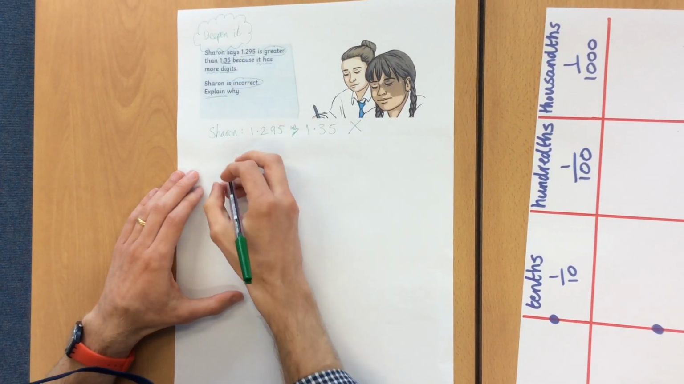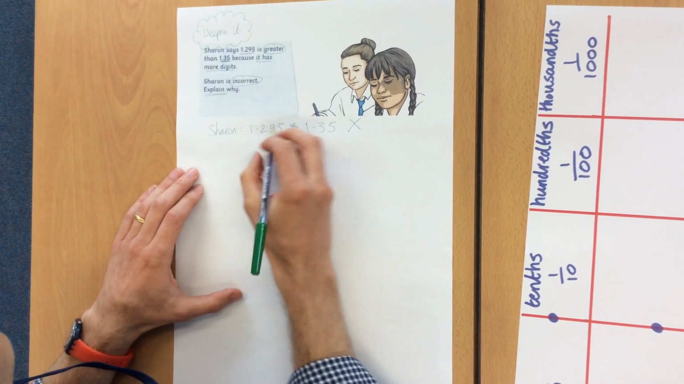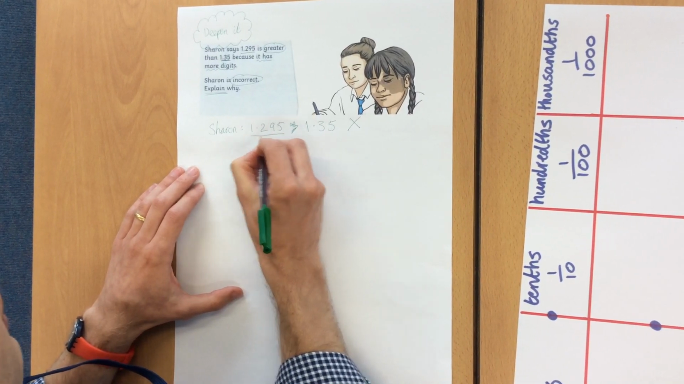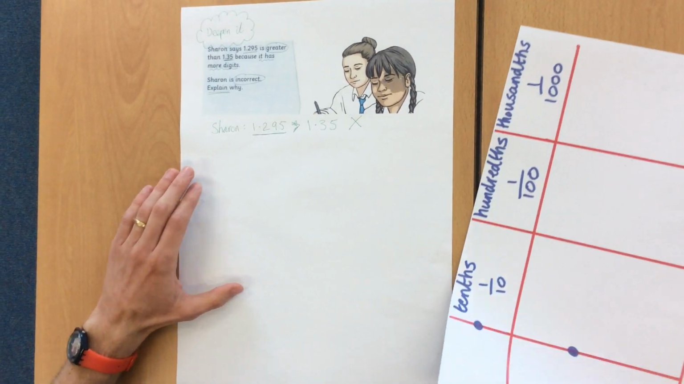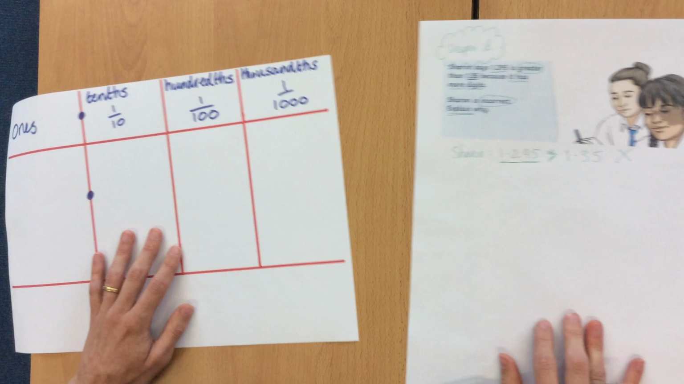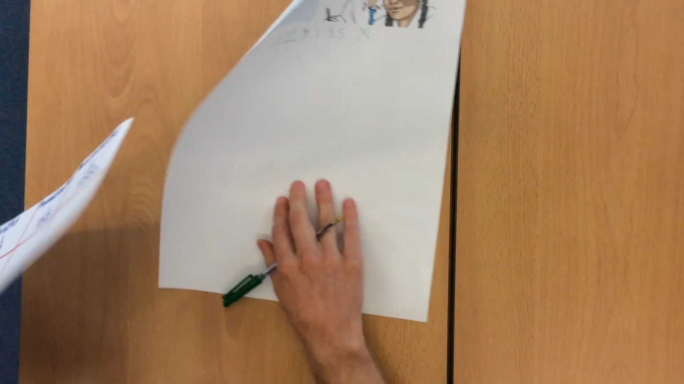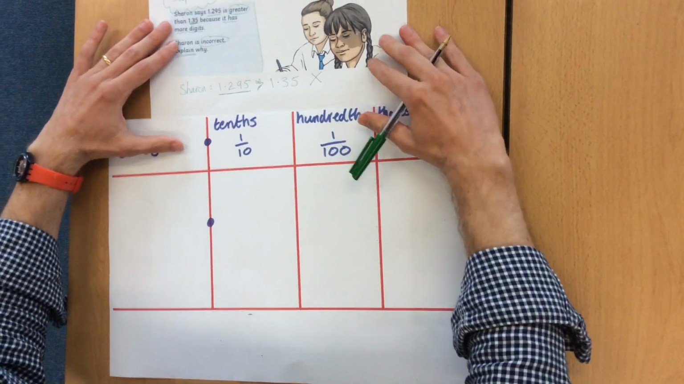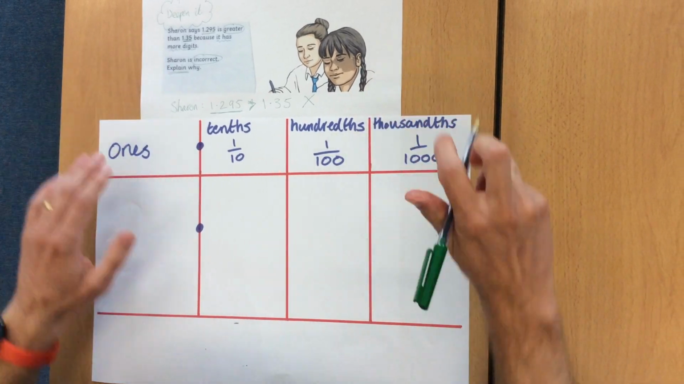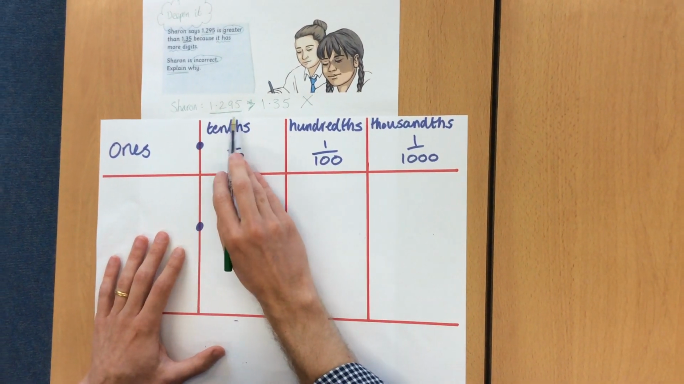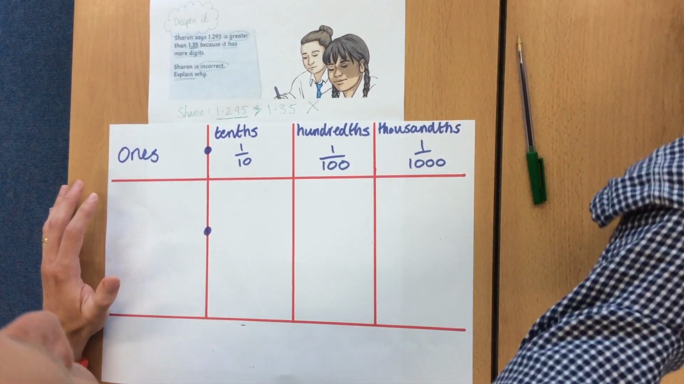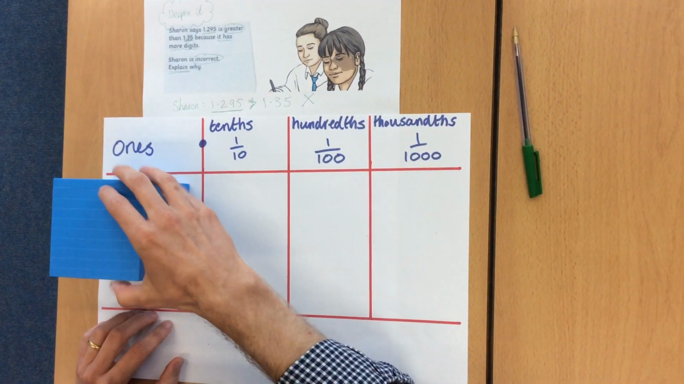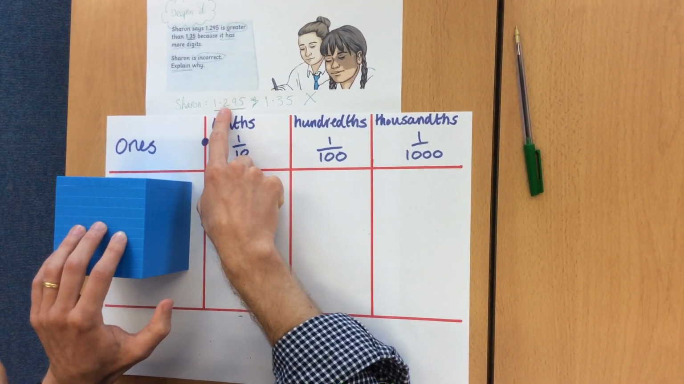Now, the first decimal we're going to be looking at is 1.295. We're going to look at this decimal first. And to help, I'm going to use my place value chart. I'm actually going to start building this number first. I wonder if I can do it this way and you can still see what I'm looking at. Okay, brilliant. So 1.295. First of all, I'm going to build this. So how many ones do I have? I've got 1 one in 1.295.